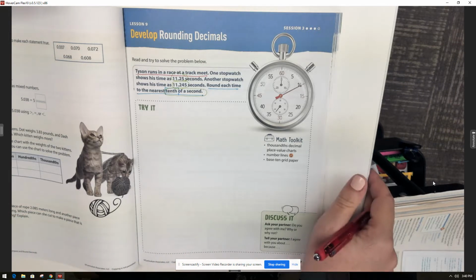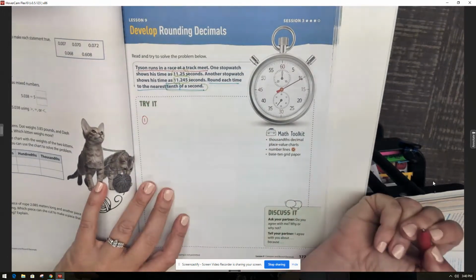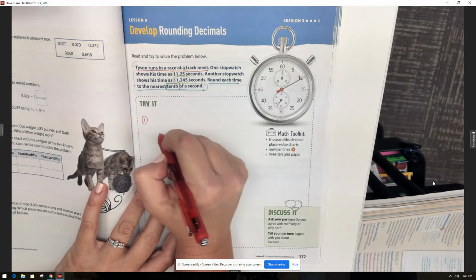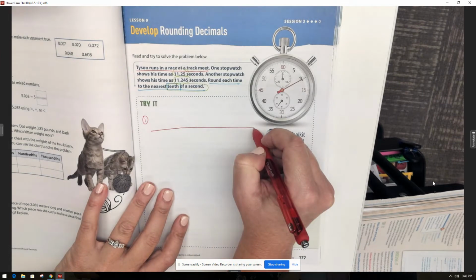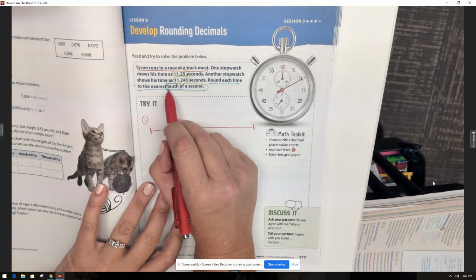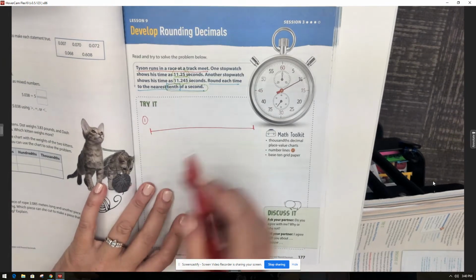We're going to do 2 different strategies. So here's the first strategy we're going to try. The first strategy we're going to try is we're going to use a number line. So if we are rounding using a number line, we need to decide what to label the beginning and the end of our number line.